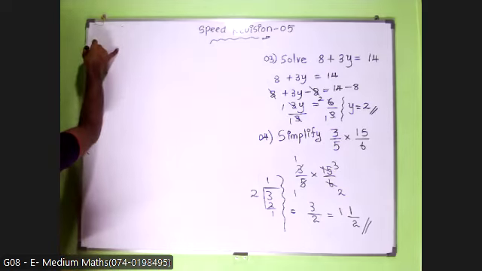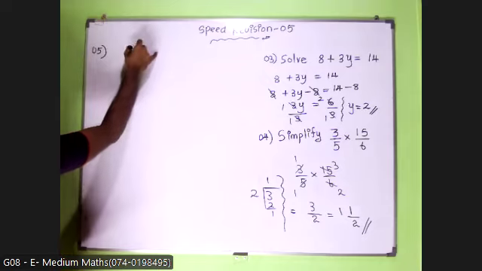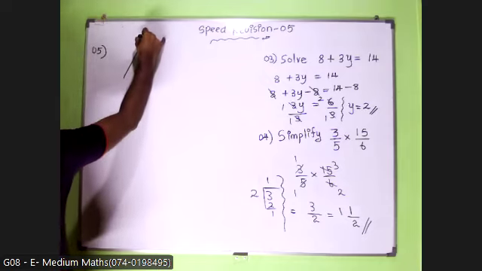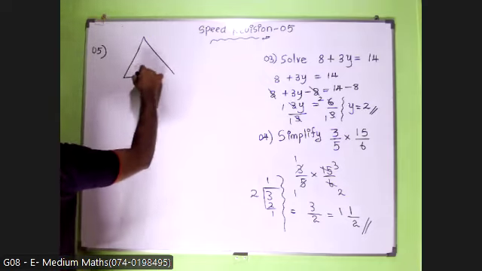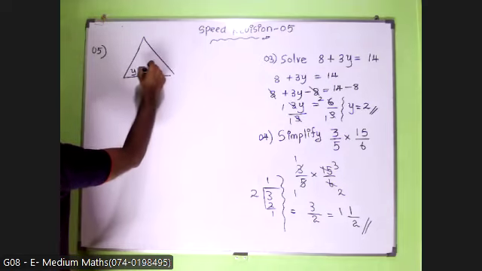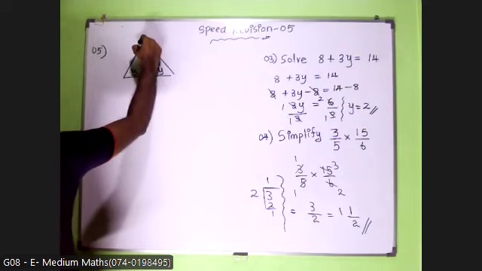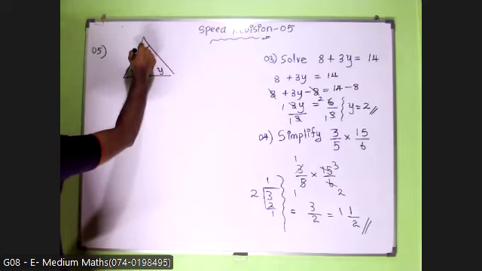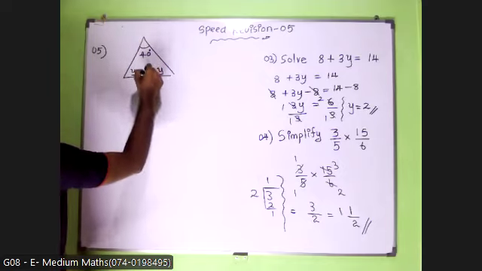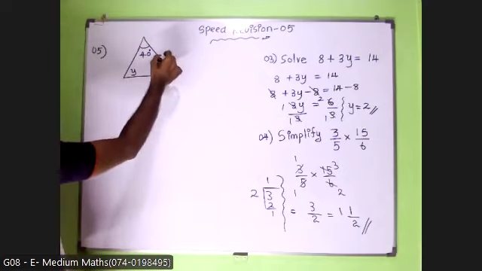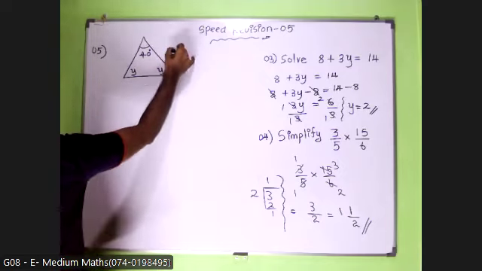Fifth one. This is a triangle. This angle is y. This angle is y. This angle is, I will say, 40. You need to find y.